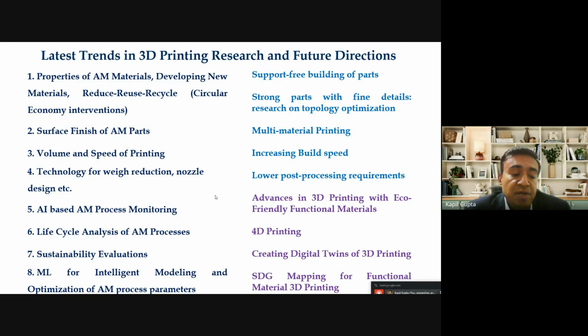4D printing, giving the other dimension, where the smart materials like shape memory alloys can change the shape, size, and the dimension when they're exposed to the other environment. Creating digital twins of 3D printing for functional materials. So you need not repeat the trial and error again and again, and you can directly follow your digital twin, which is in your database, and can go for the 3D printing of functional material. And SDG mapping is very important. Like with the help of various examples I explained, SDG mapping, with which SDG you are relating your 3D printing functional material attempts, and what all possible interventions are there.